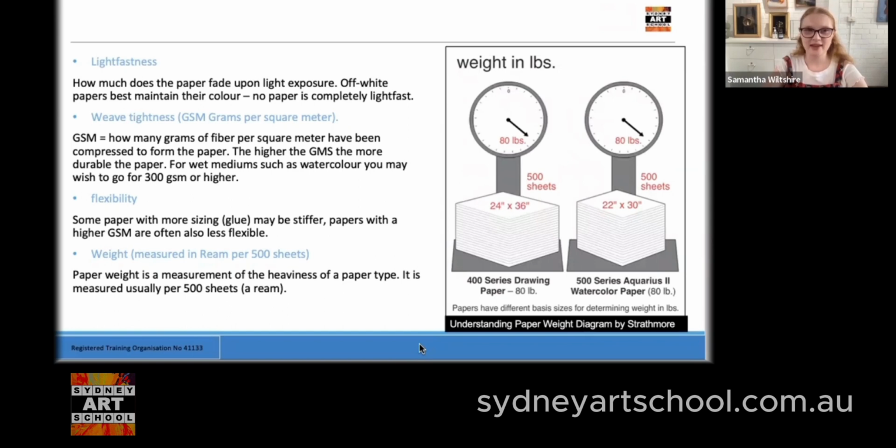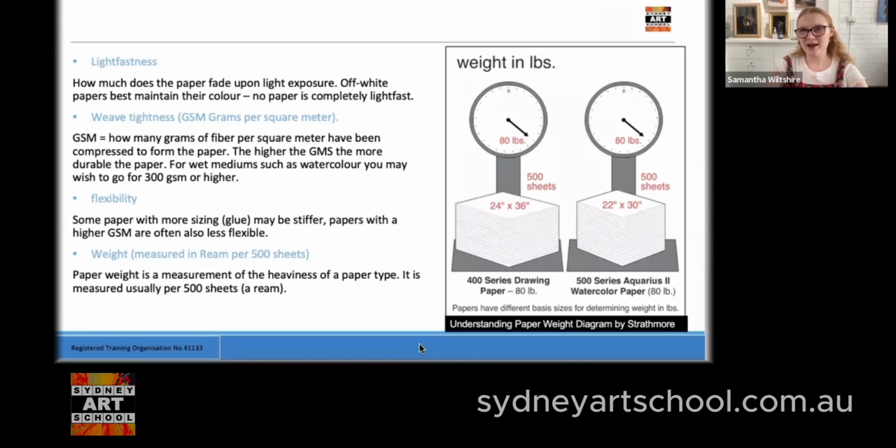We should also consider weave tightness, and we measure that in GSM, or grams per square meter. So GSM is how many grams of fiber per square meter have been compressed to form that paper. The higher the GSM, the more durable the paper. For wet mediums such as watercolor, you might wish to go, for example, for 300 GSM or higher.